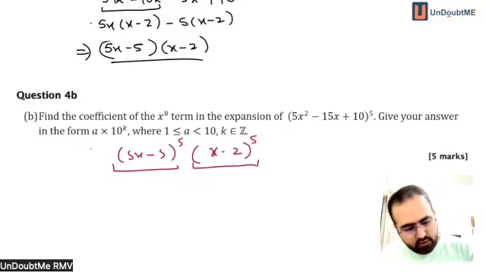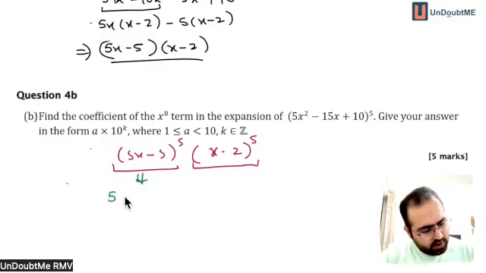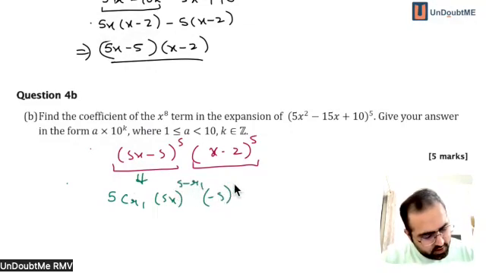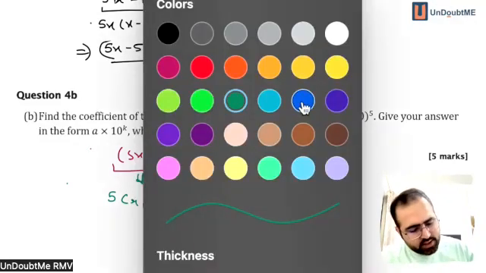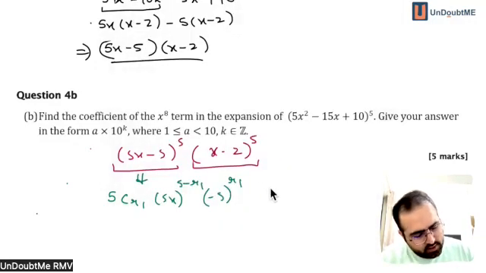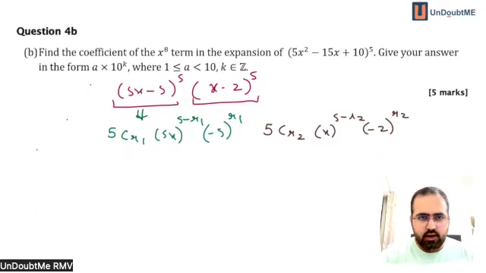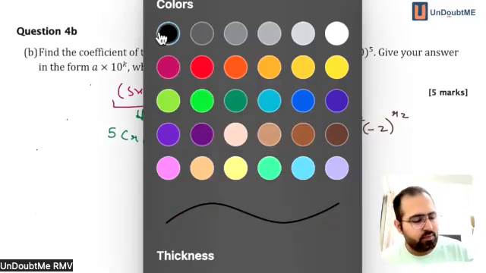I hope at least you guys have tried to write down the general term. So for the first one, it will be 5C r1, 5x to the power 5 minus r1 and minus 5 to the power r1. You'll soon understand the reason why we are taking two different r values. The other one is 5C r2 x to the power 5 minus r2 and minus 2 to the power r2. When these two binomials are multiplied, their general terms will also be multiplied with each other.